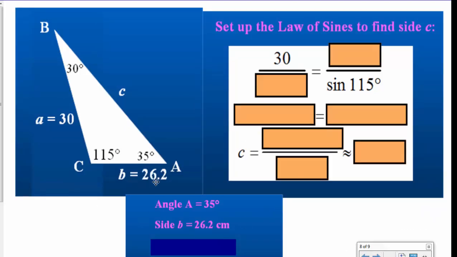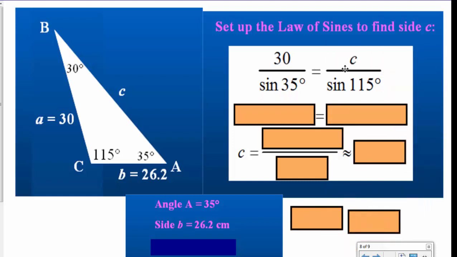Now that we have side B at 26.2, I have one more thing to find. We set up using the law of sines to find side C. I used the 30 over the sine of 35 again because, remember, I was originally given side A, equals little c over the sine of 115 degrees. That's the side and the angle across from it that I want to find.